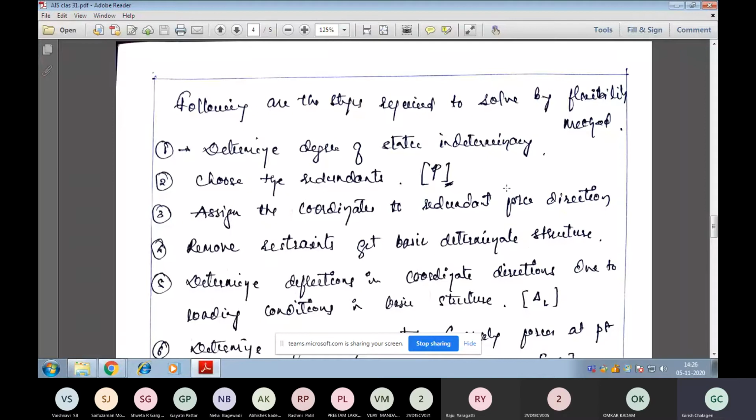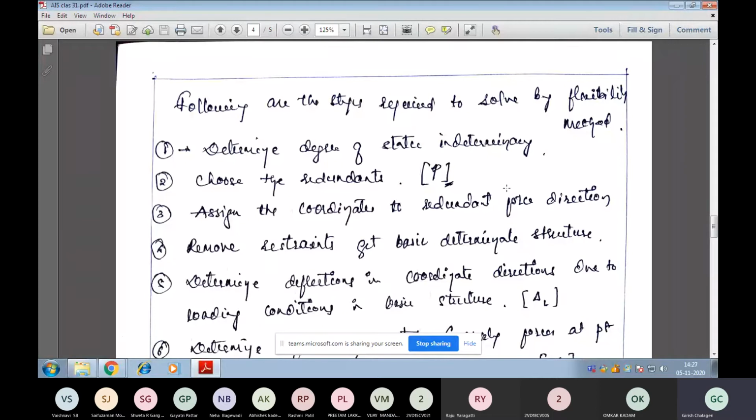If we remove those forces, the structure becomes a determinate structure. The redundant forces which you are going to remove should be assigned as coordinates. As I told, a beam is taken with 5 unknowns. Equations of equilibrium are 3 numbers. So 5 minus 3, 2 is the degree of redundancy, meaning there are two unknowns. That is, we call it a redundant force.